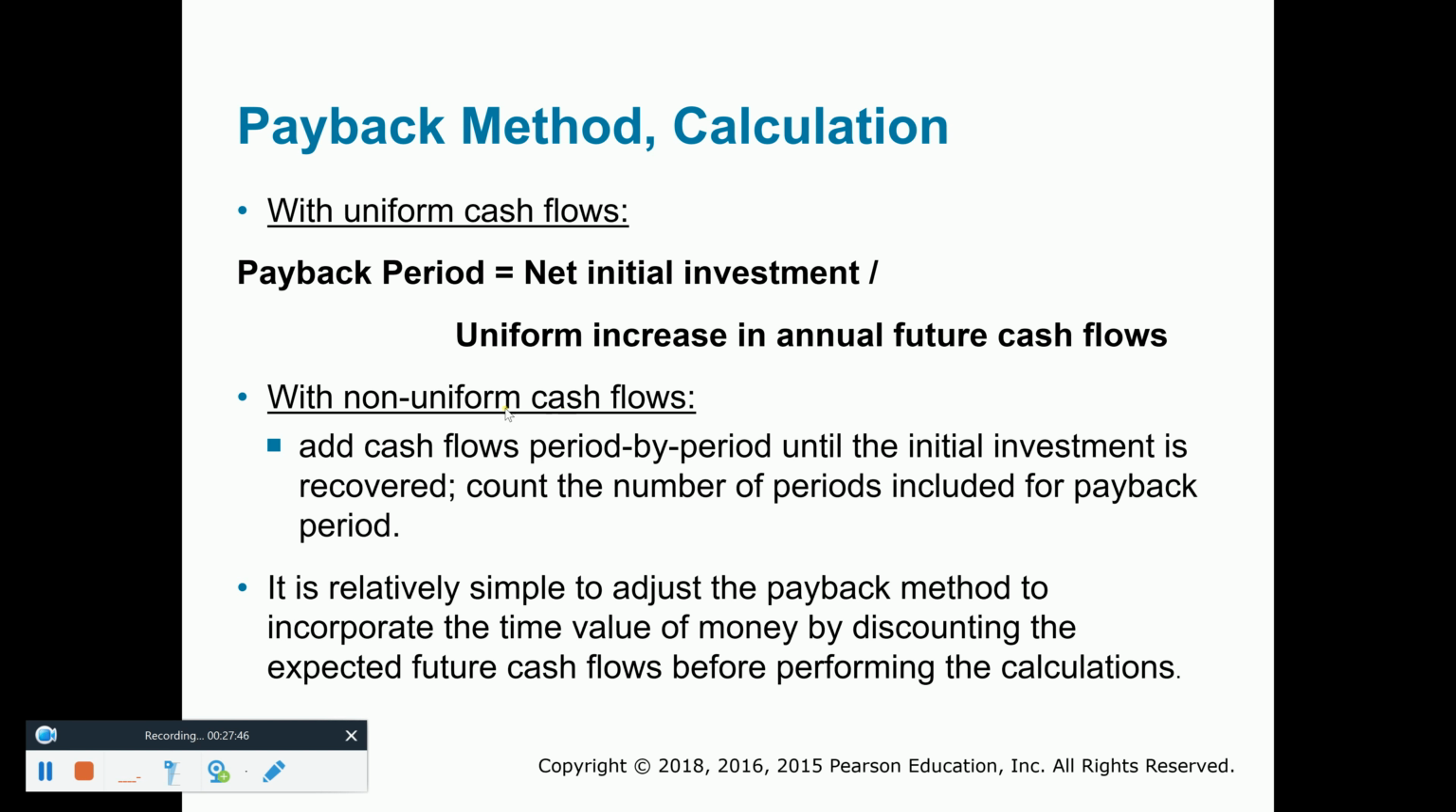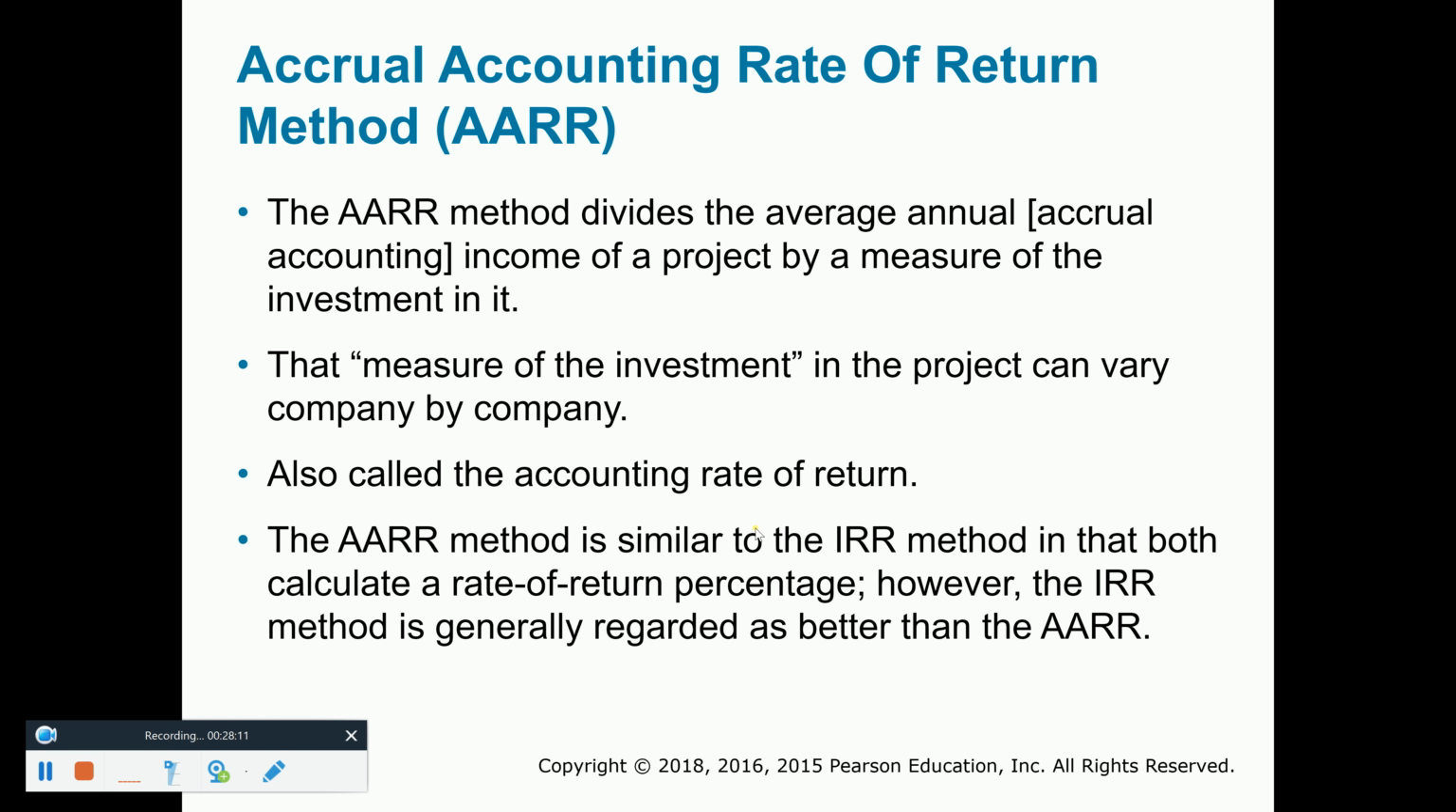Now, if the future cash flows are non-uniform, basically what you're going to have to do is take the net initial investment and then subtract out the future cash flows year by year. And you have to count the number of periods or half periods or quarter periods that it's going to take to recoup your initial investment. You can't use a very straightforward division formula.